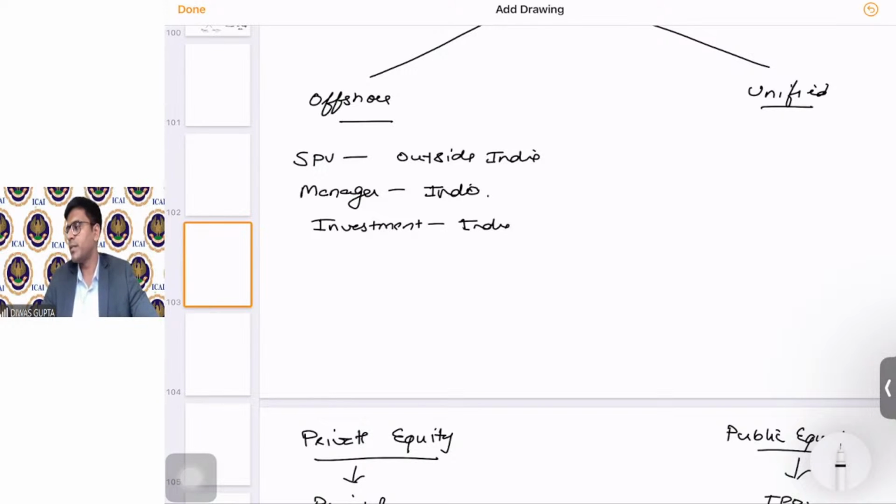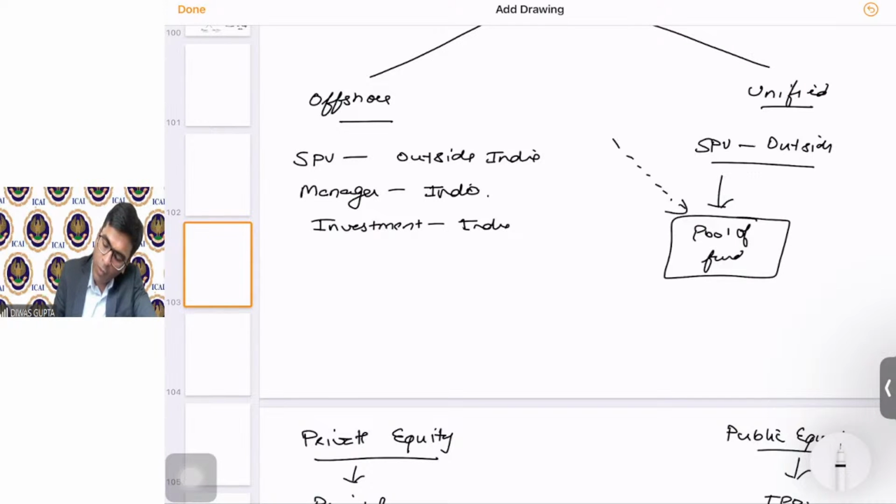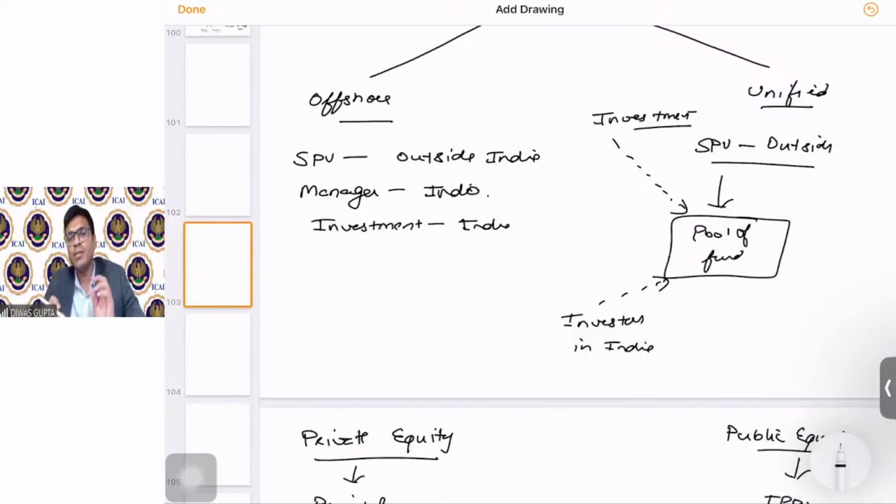In the unified structure, students, the SPV is outside India. Now this SPV creates the pool of funds, right? Now in this pool of funds, the investment also comes from outside India, and people, or let's say investors who are there in India, can also invest into this pool of funds. So investors based out of India also invest, investors outside India also invest in this pool of funds. And then this pool of funds gets invested in India again. So this is called the unified structure.